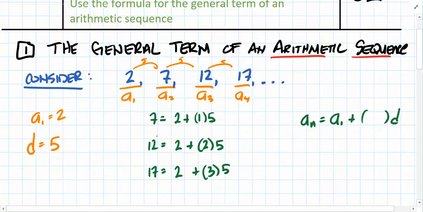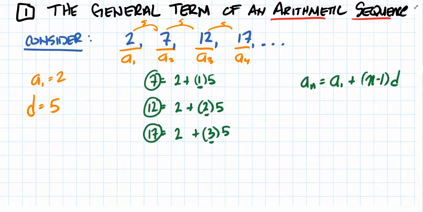Well, what do we notice? The second term, which is 7, is 1 difference away. The third term, which is 12, is 2 differences. The fourth term, which is 17, is 3 differences. So this should be n minus 1 differences. And in fact, that is the formula.